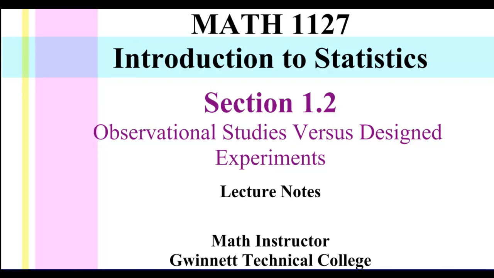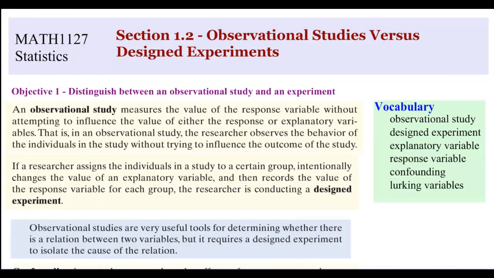All right, let's talk about section 1.2, so observational studies versus designed experiments. So an observational study measures the value of the response variable without attempting to influence the value of either the response or explanatory variables. That is, in an observational study, the researcher observes the behavior of the individuals in the study without trying to influence the outcome of the study.